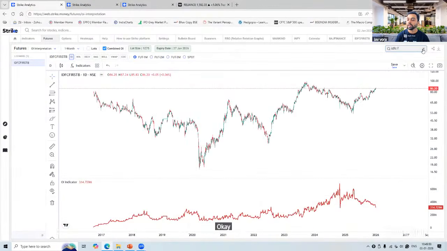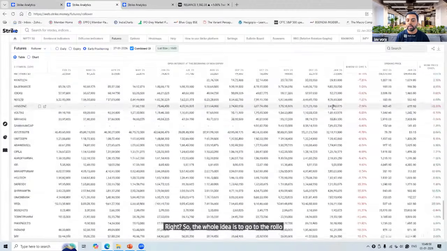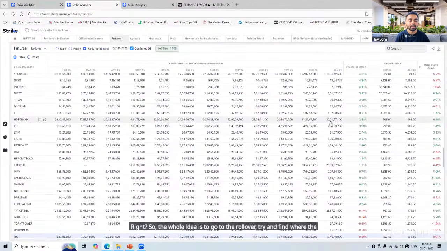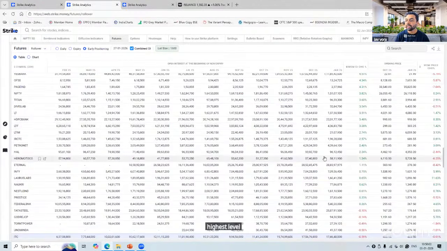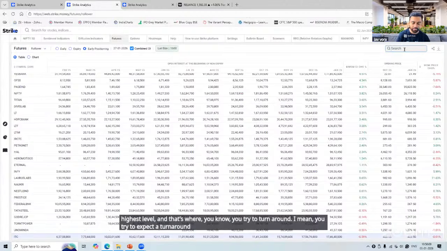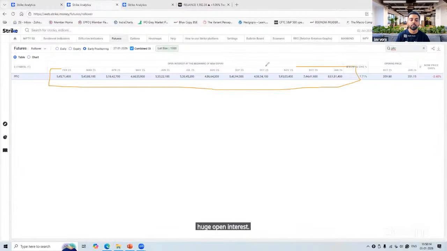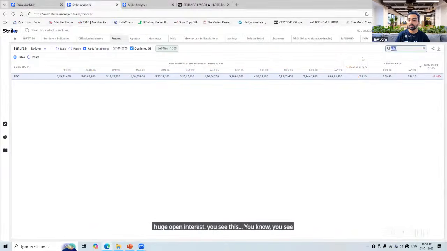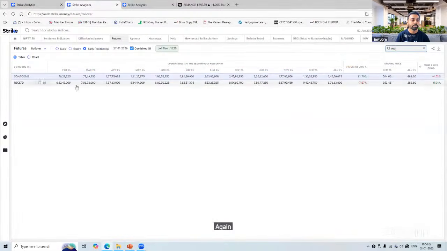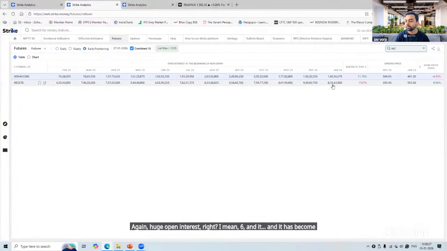Okay. Now, as I told you, the question that you all might have is how do I find this, right? So the whole idea is to go to the rollover, try and find where the open interest is at its highest level, and that's where you try to expect a turnaround. Something like if you see PFC, huge open interest. You see something like REC, again huge open interest, right? I mean 6 and it has become 8 crore 76.